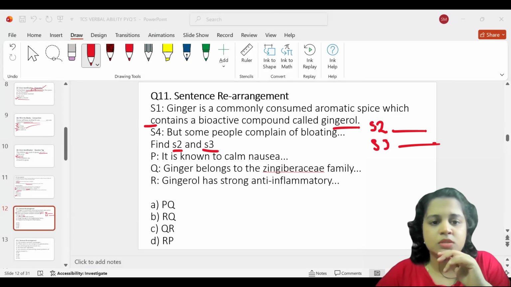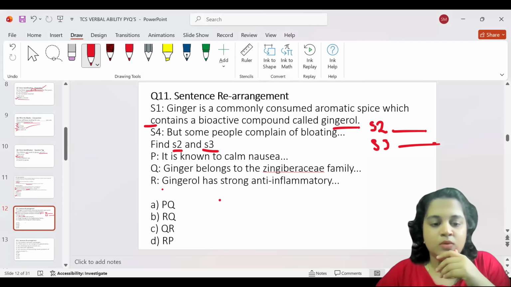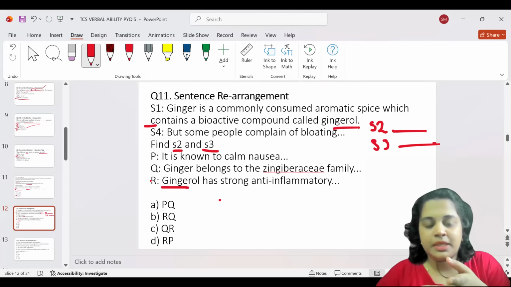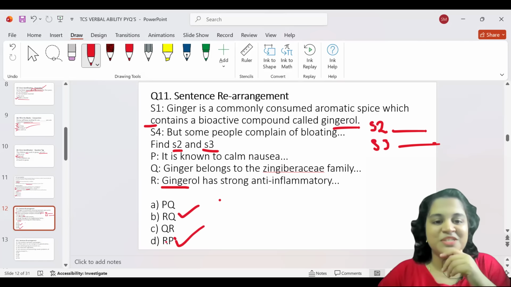Looking into the options, first, they're introducing us to gingerol. So if they introduce us to gingerol, then the next sentence that follows has to start with gingerol. So it has to be 'Gingerol has strong anti-inflammatory properties.' So I think it's option R. R will be coming in S2. And if I look at the choices, B and D have R as the first one. So it should be B or D. Obviously, there are two options. It could be one of these two.